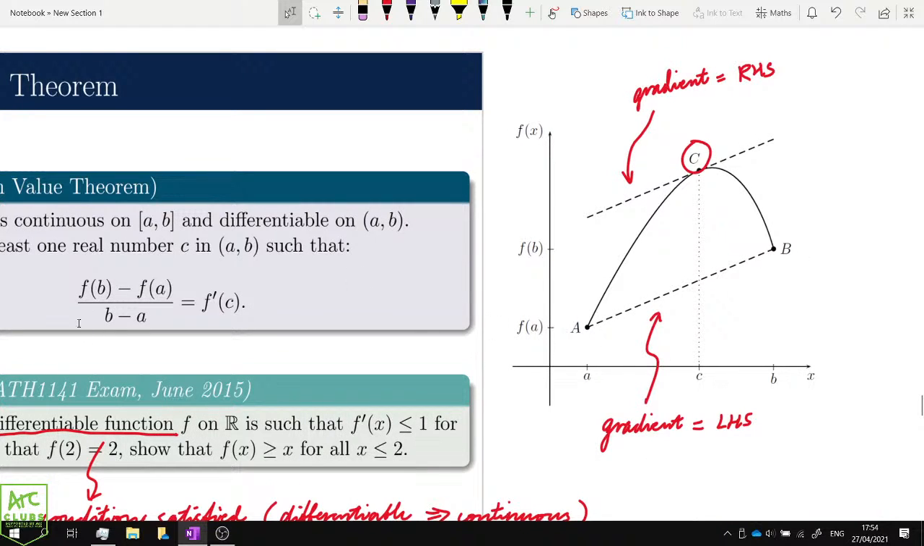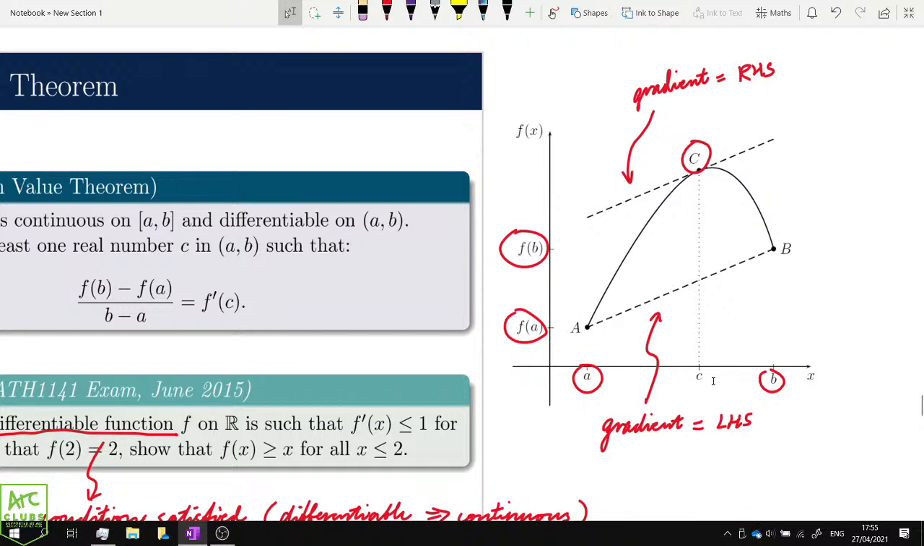So essentially, the left-hand side of our expression, fb minus fa, all over b minus a, is simply referring to the gradient of this line. This line is basically a line connecting our endpoints a and b. So rise over run: our rise will be fb minus fa, as we have here, over run, which is our b minus a. So this is simply the gradient of our line AB, is equal to f dash c. Our f dash c is simply equal to the gradient of our tangent to fx at this point c.